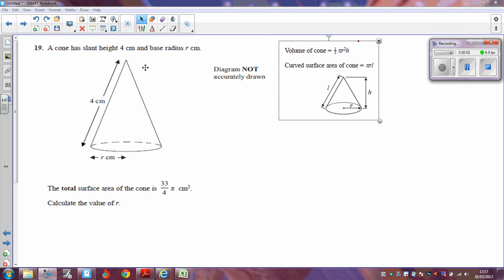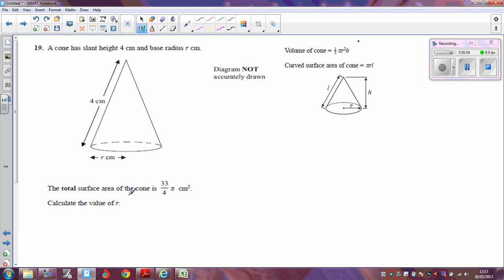Here we have a cone, and we're told that the total surface area of the cone is 33 over 4 pi. Now we have to be careful here. I've copied the formula here for the curved surface area of a cone. The curved surface area of a cone is just this part here, and that's pi r l. If we're talking about the total surface area of the cone, we've got to add on this circle on the bottom.